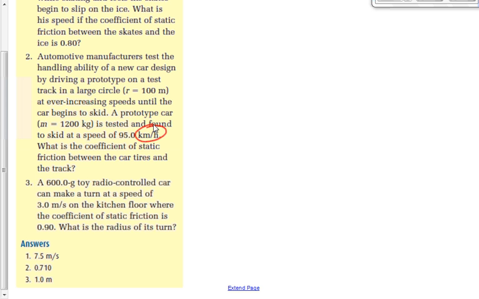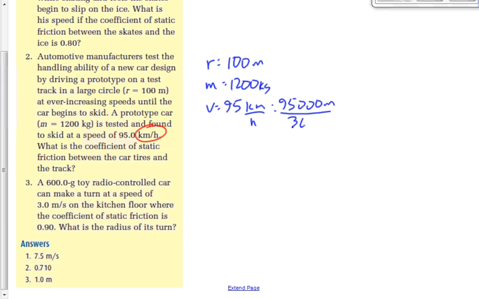Here's the radius for number 2. Here's the mass. Here's the speed, 95 kilometers per hour. We know how to convert that to meters per second, right? Multiply it by 1,000, divide it by 3,600. What does that work out to be? 26.38 meters per second. Thank you.